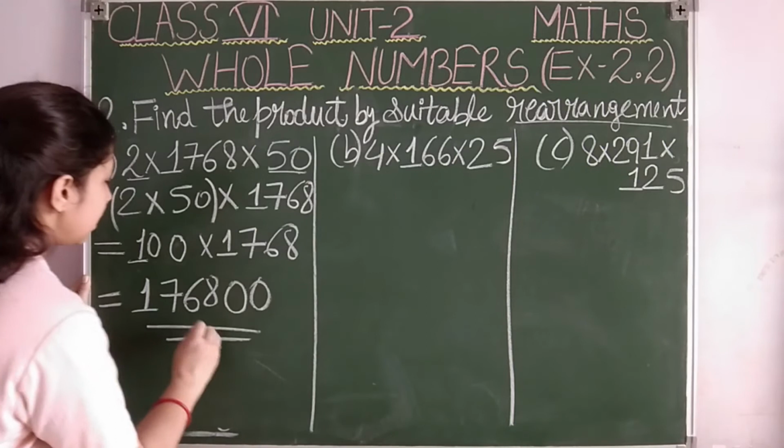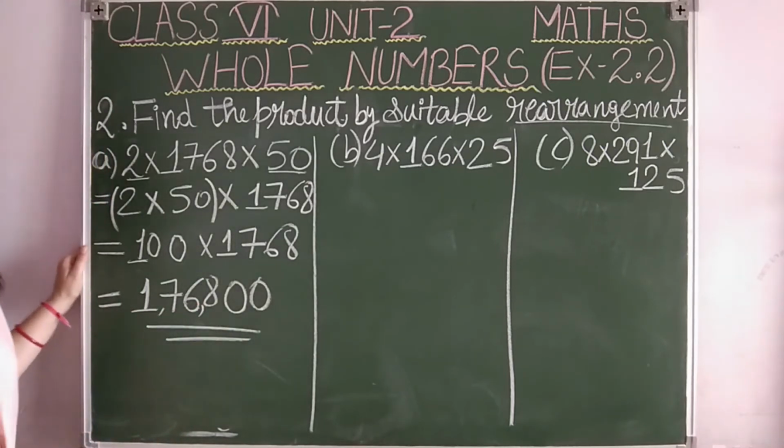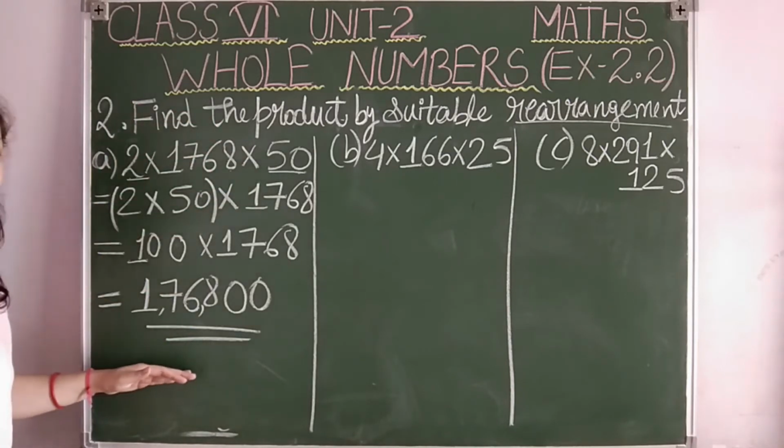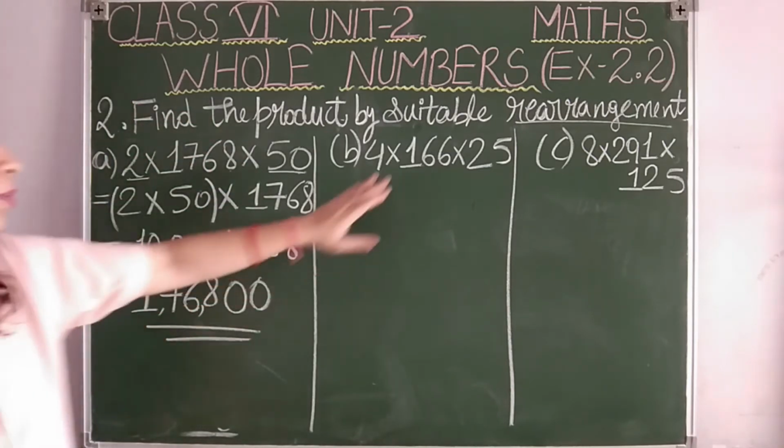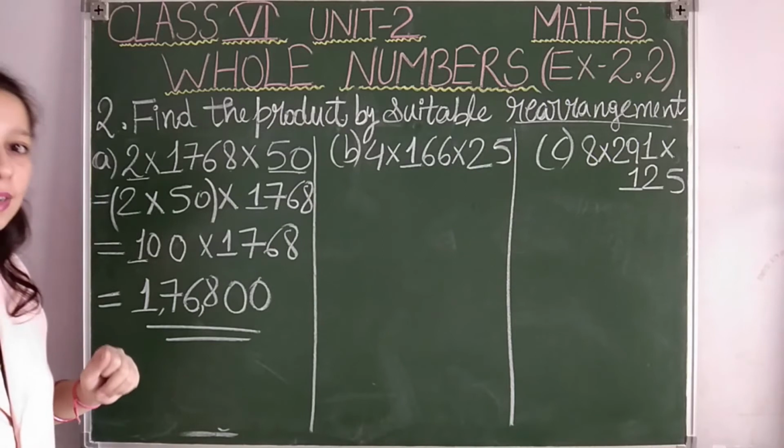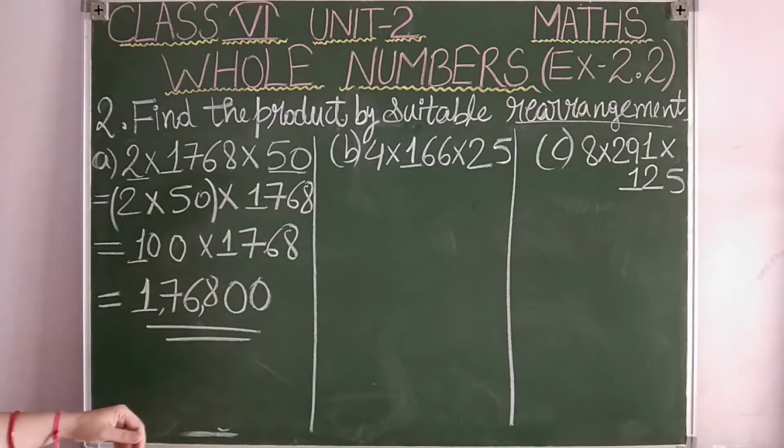So our answer is 1,76,800. See, such a big number, but how simply we have multiplied the numbers by using the properties of whole numbers. Clear students?